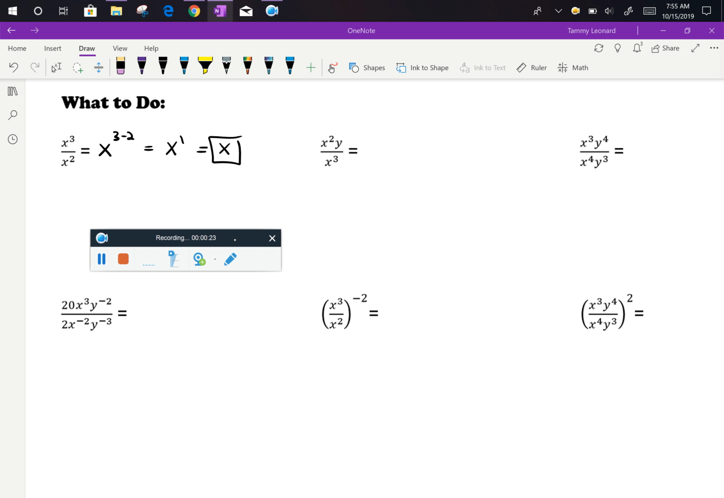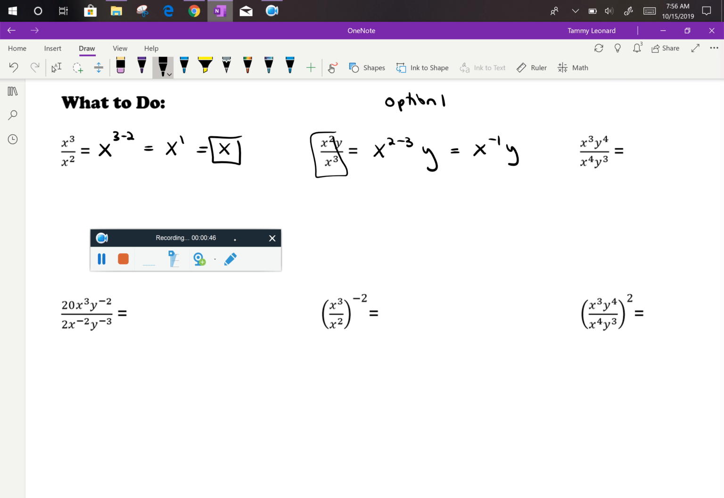In the second problem, we're going to use the quotient rule as well, but notice we have an extra y. There's a couple different ways you can think about this. Option 1 is to strictly apply your rule. So when we have the same base, we can use the rule. So this is x to the 2 minus 3. The y is not subtracting anything because there's only one variable with a y. 2 minus 3 is a negative 1, so I have x to the negative first times y.